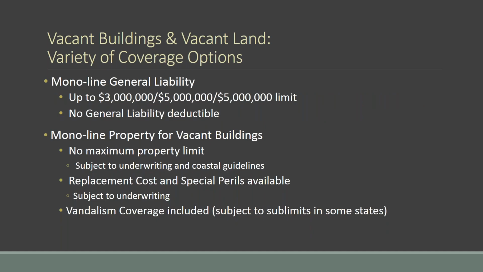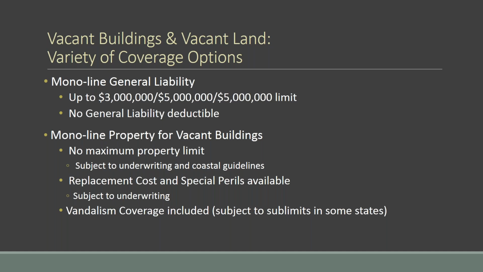Variety of coverage options. We will write monoline GL up to $3 million, $5 million limits. There is no GL deductible required. We'll write monoline property for vacant buildings. No maximum property limit, subject to underwriting, of course. And the only reason we put subject to underwriting is if the building is very, very large, let's say a $30 million building, we might want to consider getting facultative reinsurance.